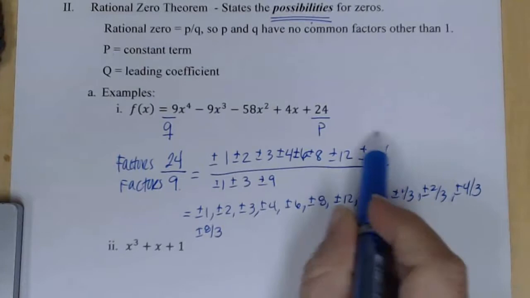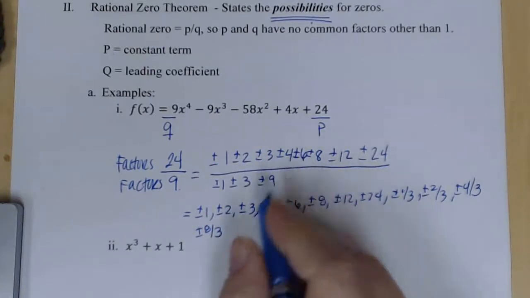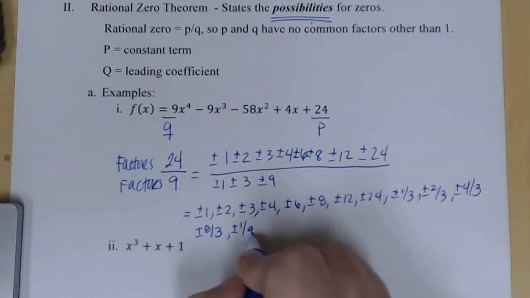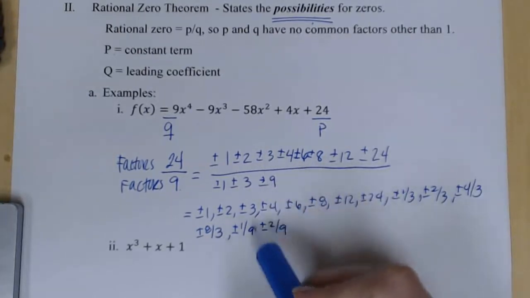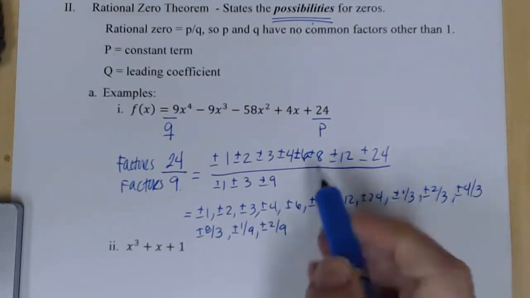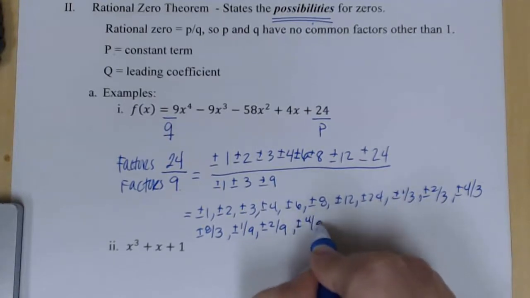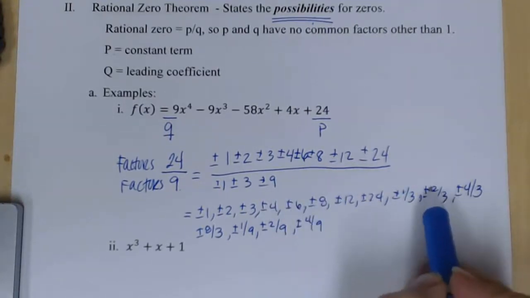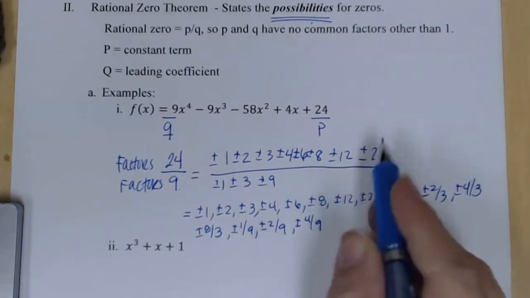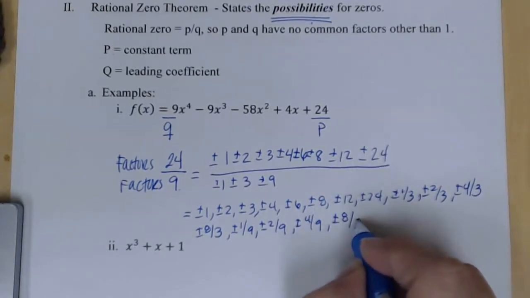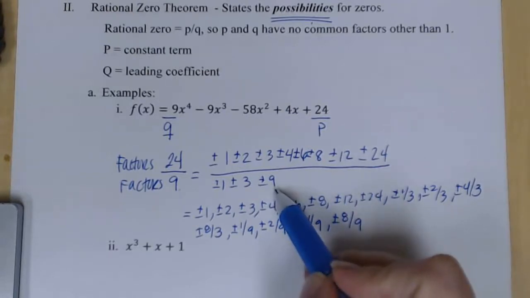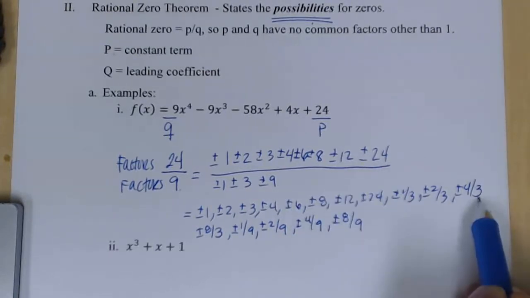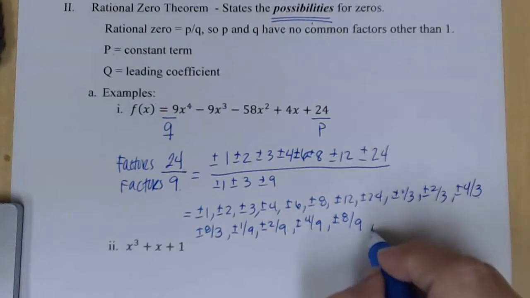Now I'm going to take all the top numbers and divide them by 9. So I get 1/9, 2/9, 3/9 is 1/3, and I already have it listed. 4/9, 6/9 is 2/3, and I already have it listed. 8/9, let's see, 12 over 9 reduces to 4 over 3, and then 24 over 9.